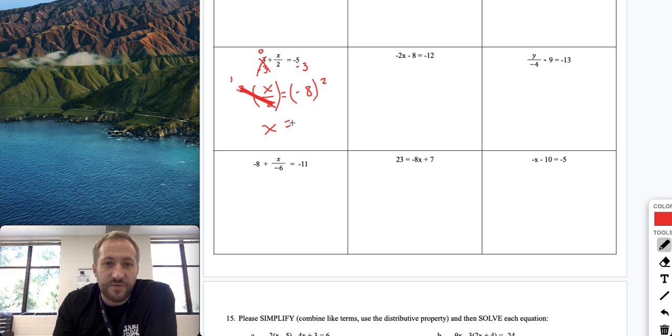Now I'm left with x is equal to negative 8 times 2. That gives me negative 16. Use your calculator if you're not sure about the negative rules, okay?